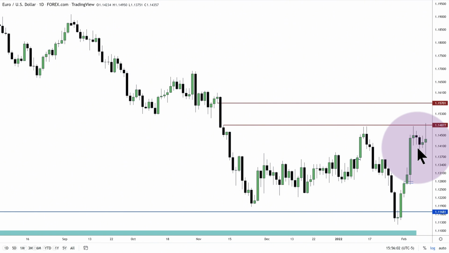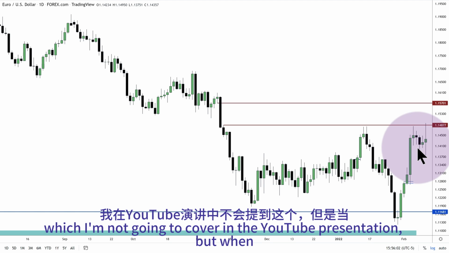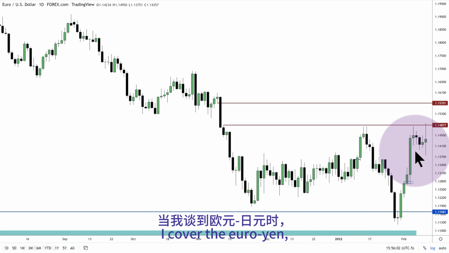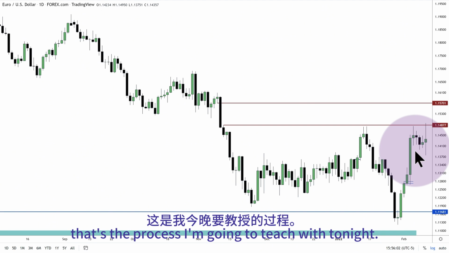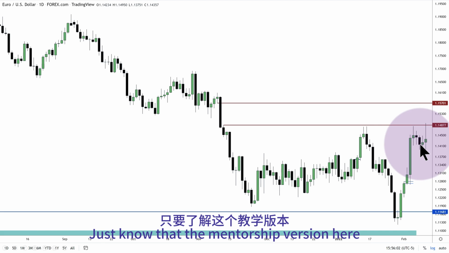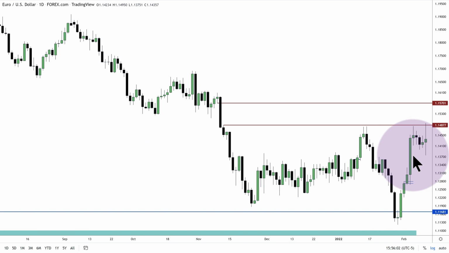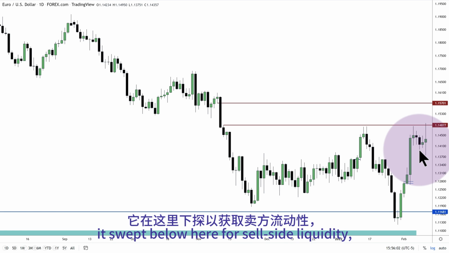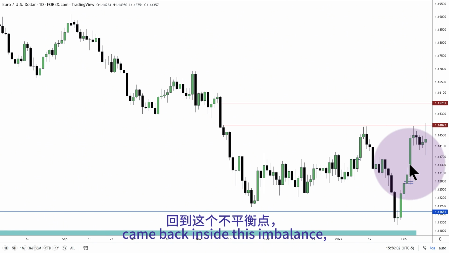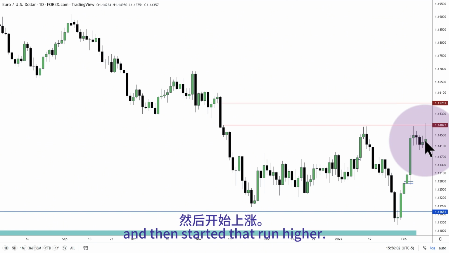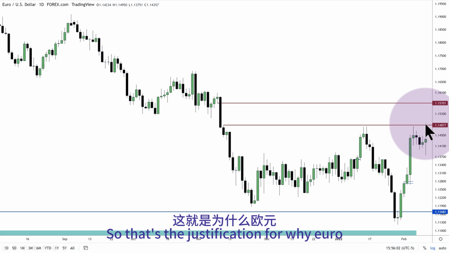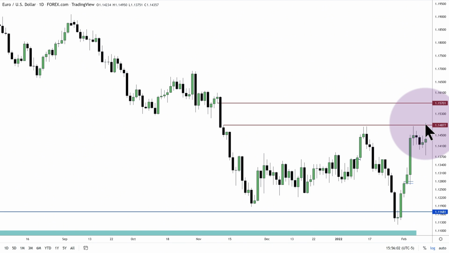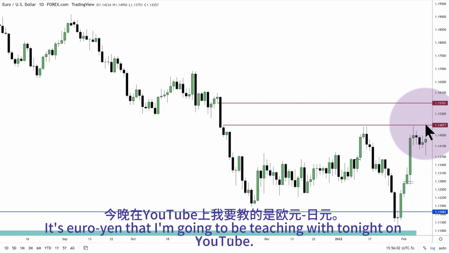Just know tonight, which I'm not going to cover in the YouTube presentation, when I cover the euro yen, that's the cross I'm going to teach with tonight. The mentorship version here is the fact that we traded down into this buy side imbalance, sell side inefficiency on the euro. When it did that, it swept below here for sell side liquidity, came back inside this imbalance, and then started that run higher. So that's the justification for why euro yen. I'm not sure if I said euro yen or euro pound. It's euro yen that I'm going to be teaching with tonight on YouTube.